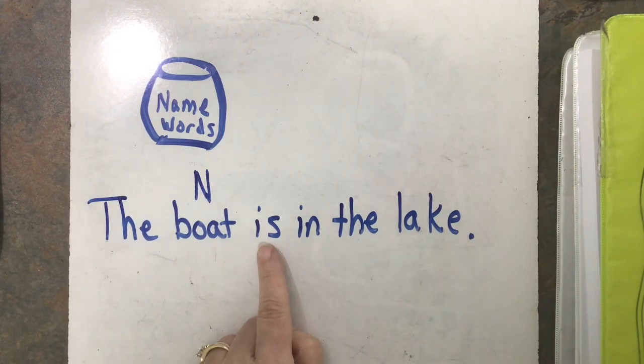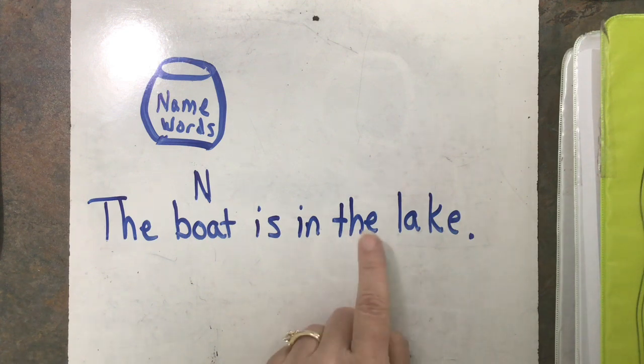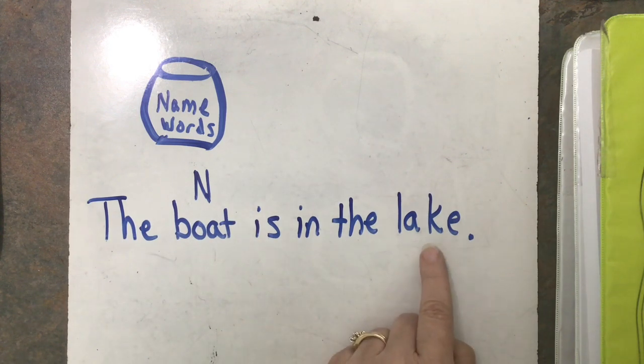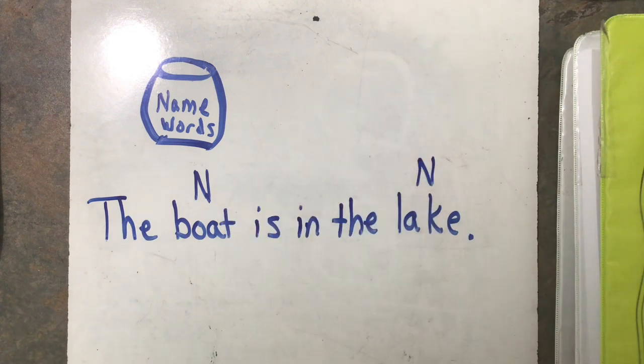All right, let's look at this next word. Is this the name of a thing? Could you go get it? No, that's not a name word. How about this one? Is it something you could draw a picture of? Nope, that's not a thing. How about this word? Well, we've already said the is not a name word. Okay, how about this one? Is this a name of a thing that you could draw a picture of? Yes, this is a place. The lake. You can go to the lake. Put a capital N above it.